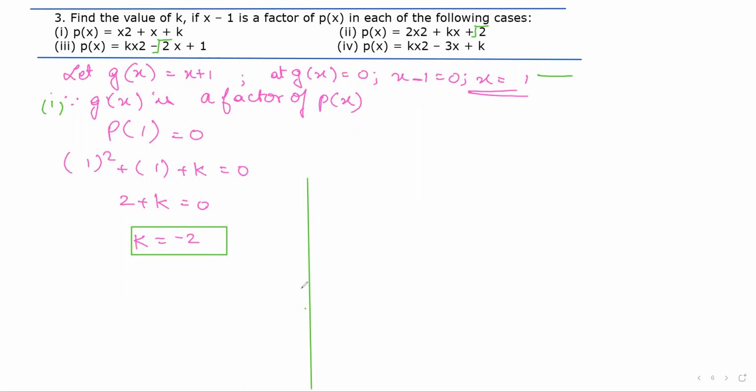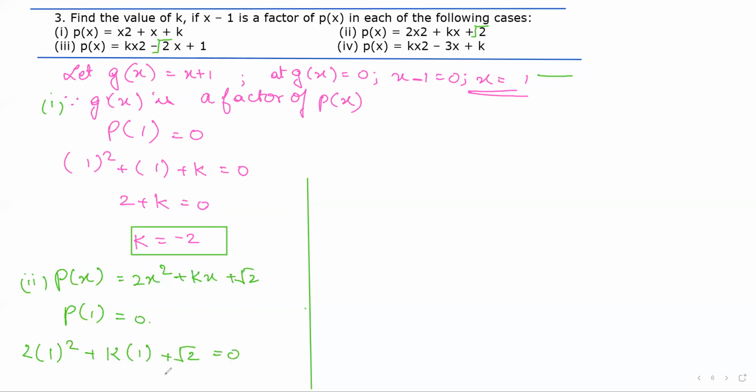And the second part, your p of x is equal to 2x square plus kx plus root 2. In that, g of x, x minus 1, is a factor. So at x is equal to 1, you have to check what is the value of p. You know that p of 1 is equal to 0. Therefore, 2 into 1 square plus k into 1 plus root 2 is equal to 0, which means your 2 plus k plus root 2 is equal to 0. Therefore, k is equal to minus of 2 plus root 2.